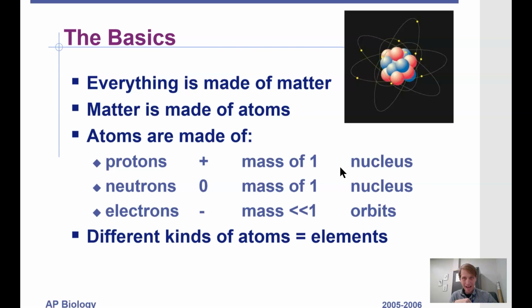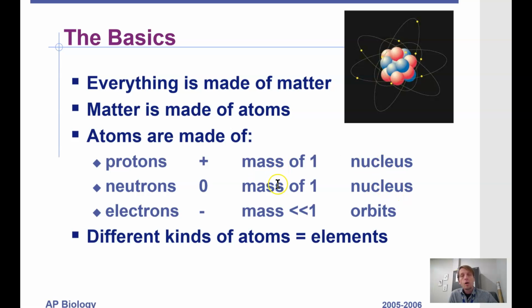So it comes down to the atoms. Here are the basics. Everything is made of matter. Matter is made of atoms, including us. And here are the characteristics of those subatomic particles. Making up an atom is the positive charge proton that has a mass of 1. This exists in the nucleus. Neutrons do not have a charge or a spin. They also have a mass of 1, so they're about the same size. And then they're also in the nucleus.